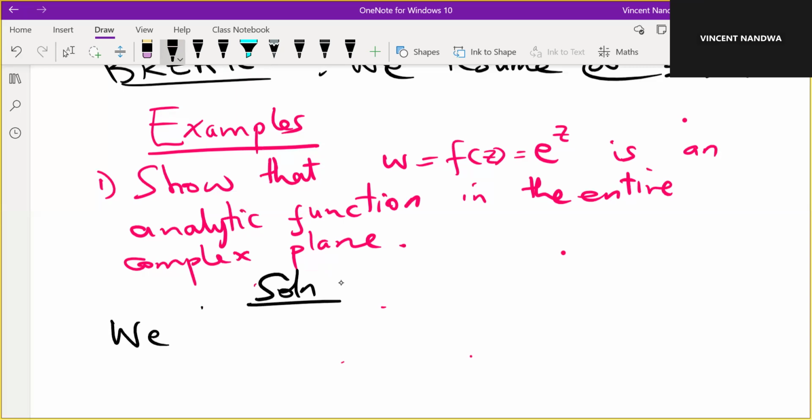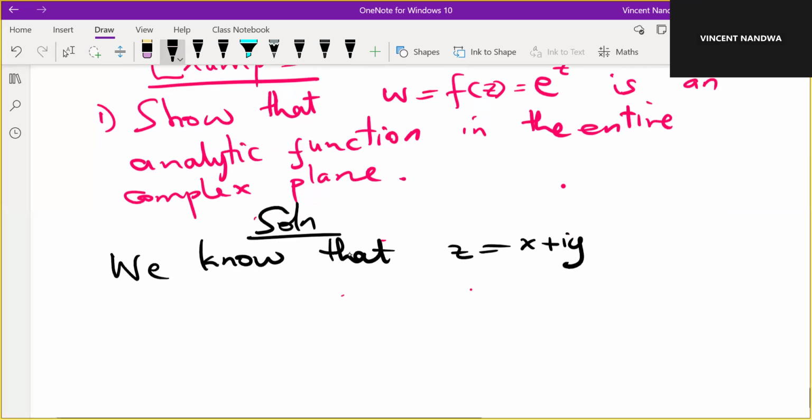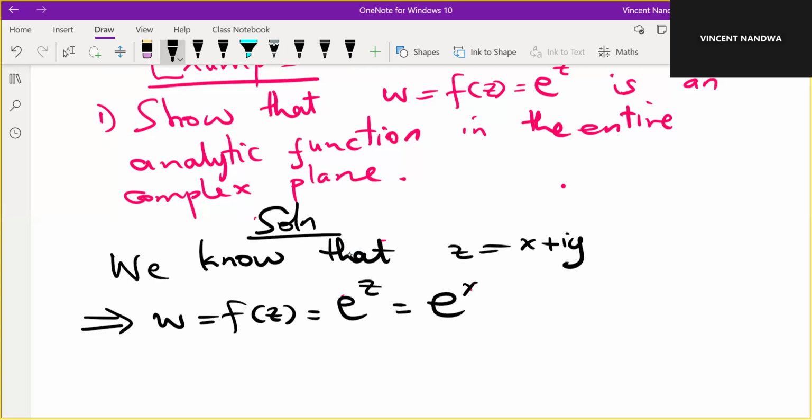we know that z is always given by x plus iy. This is how we write any complex number. So w, which is f of z, will be the same as e raised power z, which is the same as e raised power x plus iy. So just by replacing z with x plus iy. Then from laws of indices, this can be written as e raised power x times e raised power iy.